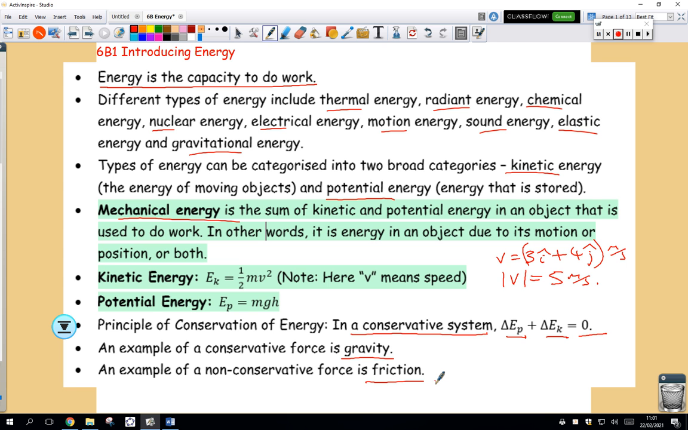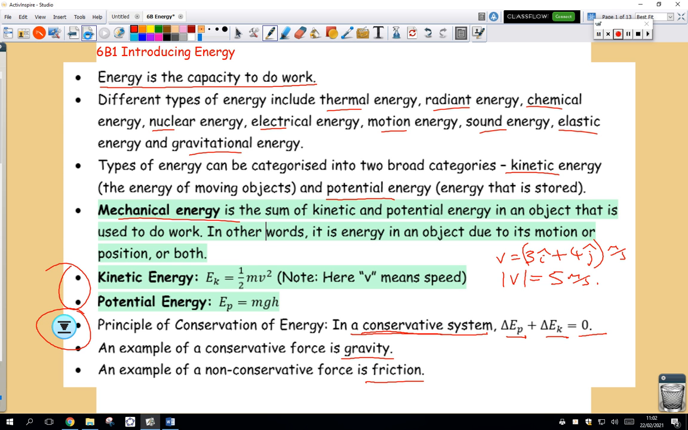So those are important. It's important that you get your head around those kind of basic concepts. Remember these two equations. We're going to be coming back to those over and over again. Remember the principle of conservation of energy. We're going to be coming back to that often. In a conservative system, a conservative system is a system where the energy is conserved.